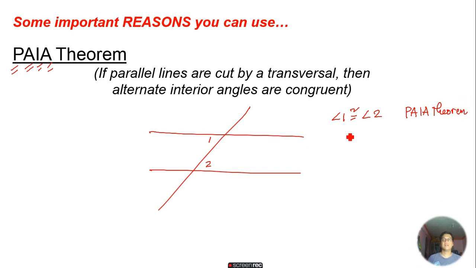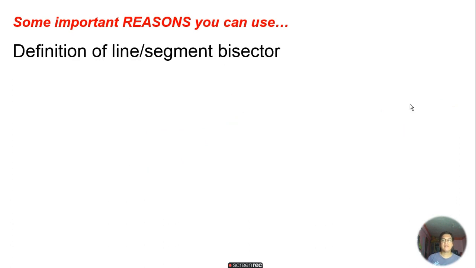So let's illustrate. If this is angle 3 and this is angle 4, we say also that angle 3 is congruent to angle 4 because of the same reason. They are alternate interior angles. So that's the PAELLA theorem. Another one is the definition of line or segment bisector, just the same concept as the angle bisector. If you have an angle bisector, an entire angle is divided into two congruent parts.